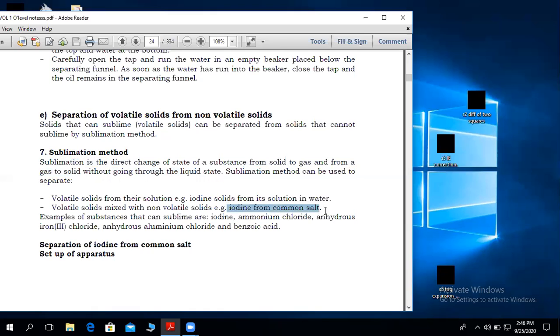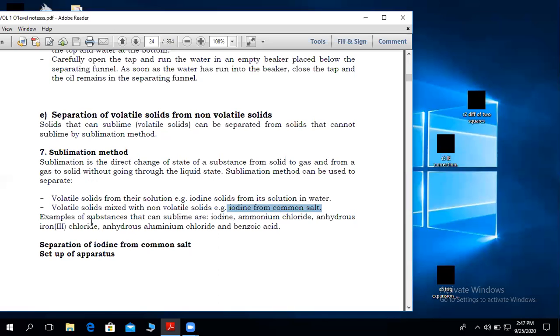Remember, iodine is one example of solids which sublime. Iodine, iron 3 chloride, ammonium chloride, those substances sublime. So wherever they are, for example, if you have a mixture of iodine and sand, sand does not sublime, but iodine does. So when you heat that mixture, iodine will just sublime and you will collect it.